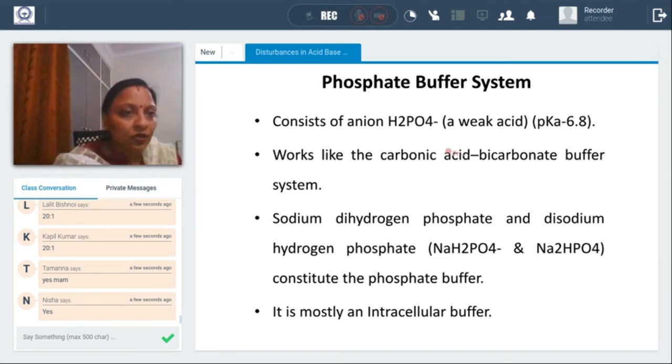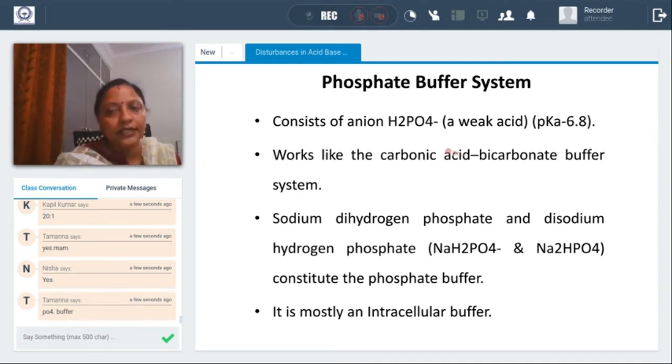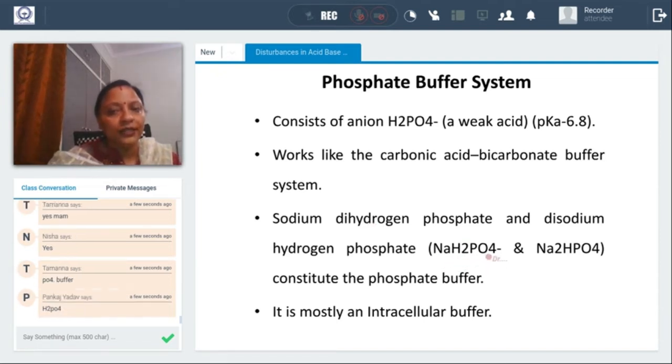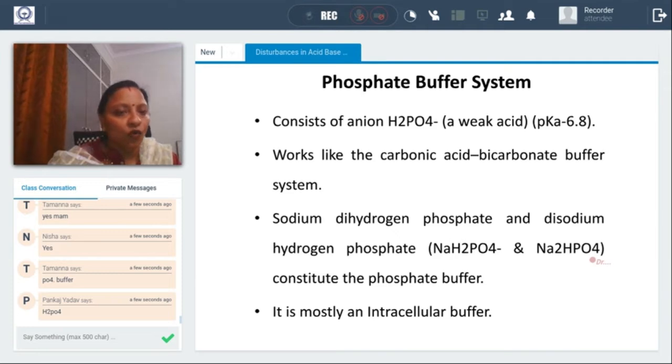So which one is an intracellular buffer? Please write in the box. Sodium dihydrogen phosphate and disodium hydrogen phosphate. You can see here sodium dihydrogen phosphate, NaH2PO4, and disodium hydrogen phosphate, that is Na2HPO4, constitute the phosphate buffer.